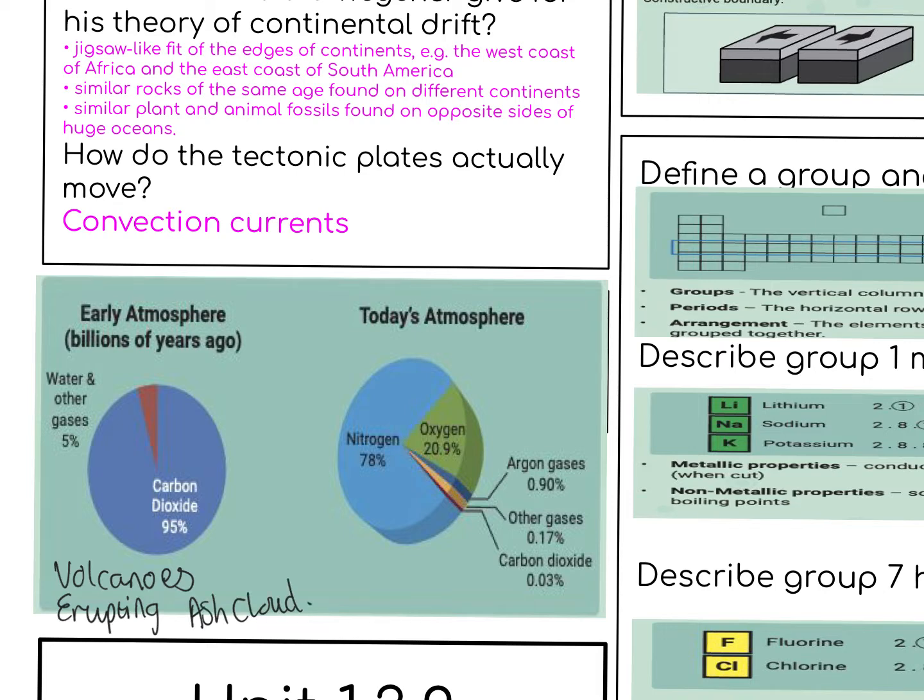Okay, a big thing that has caused the carbon dioxide levels to decrease is photosynthesis. Plants take in carbon dioxide and release oxygen, so it causes the levels of carbon dioxide to decrease. Okay, today it's about 78% nitrogen, 21% oxygen, and then there are a couple of other gases like carbon dioxide and argon.